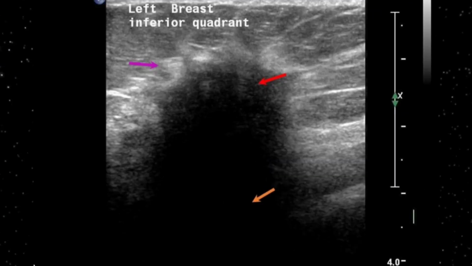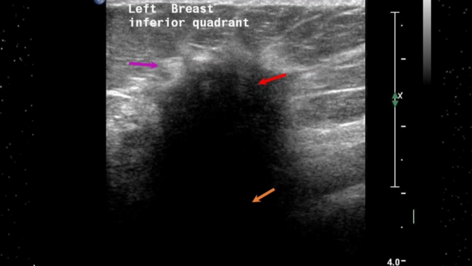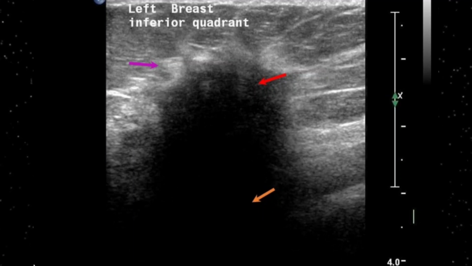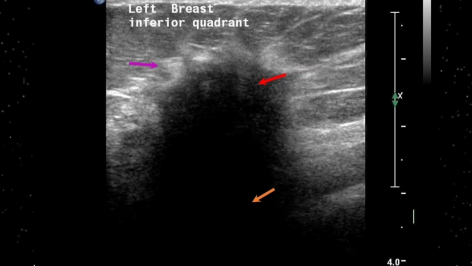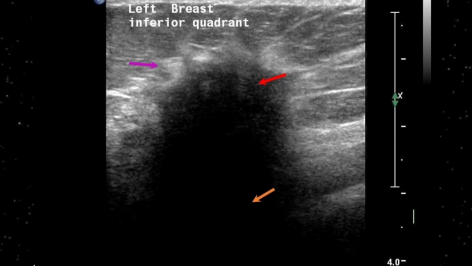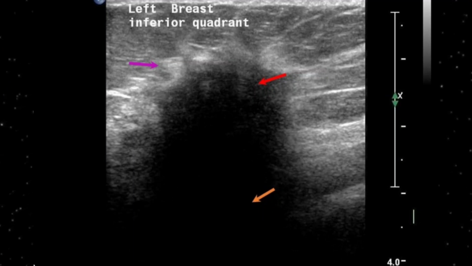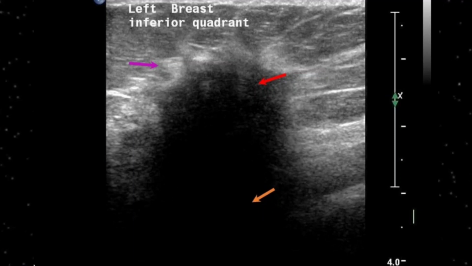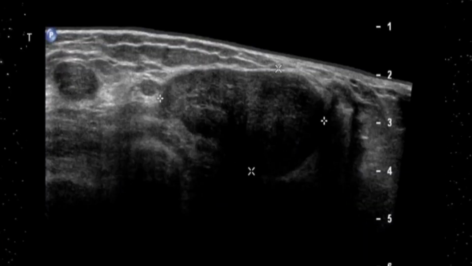So this slide beautifully explains the posterior effects. Here you can see that the attenuation from the lesion is completely obscuring the posterior margin. You are unable to see the posterior margin because of the attenuation. So this is more favorable for a malignant lesion. Therefore the red flag should be up, it needs to be FNAC'd, and you advise that it should be biopsied and excised.